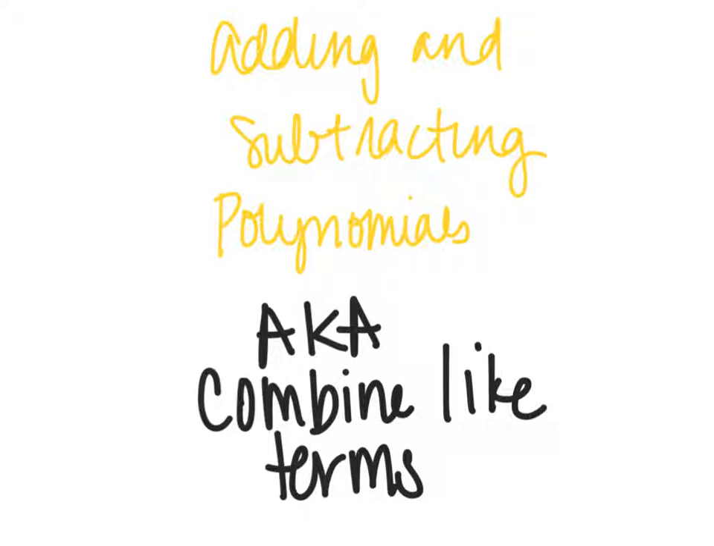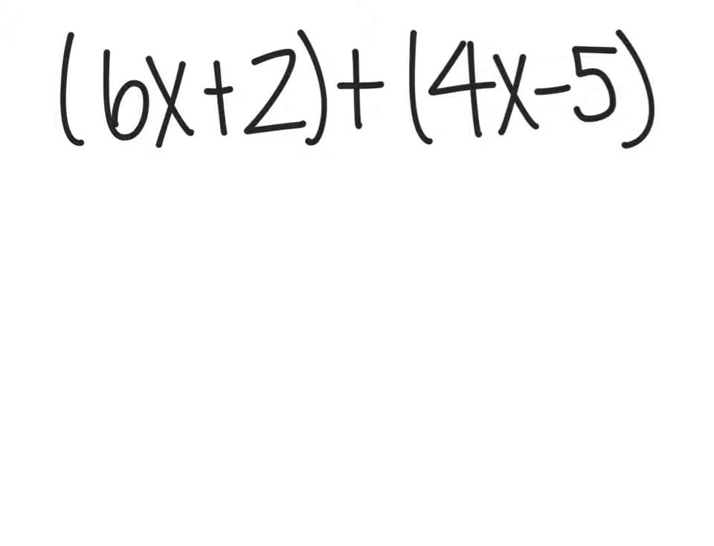So today we spent time learning how to add and subtract polynomials, which is the same thing and is also called combining like terms. So remember, like terms are things that have the same variables, like both 6x and 4x have an x with them. They also have to have the same exponent. That matters as well. So we're going to start with (6x + 2) + (4x - 5).